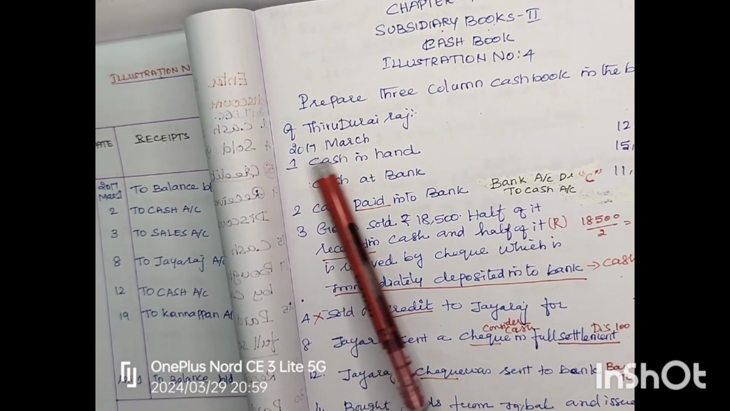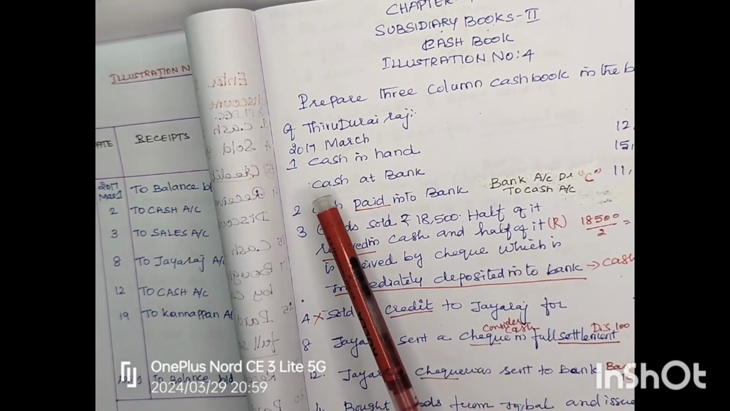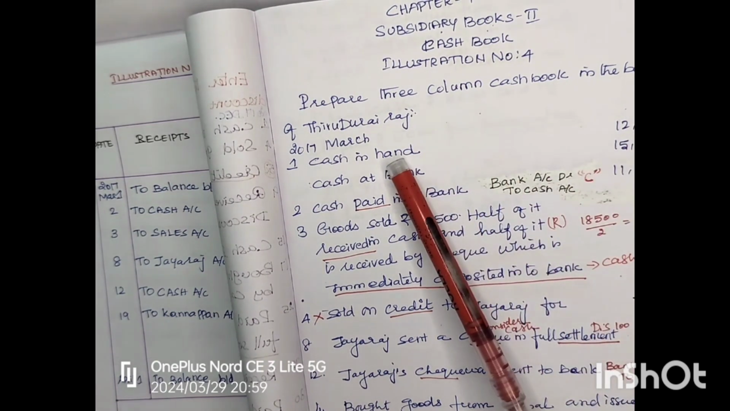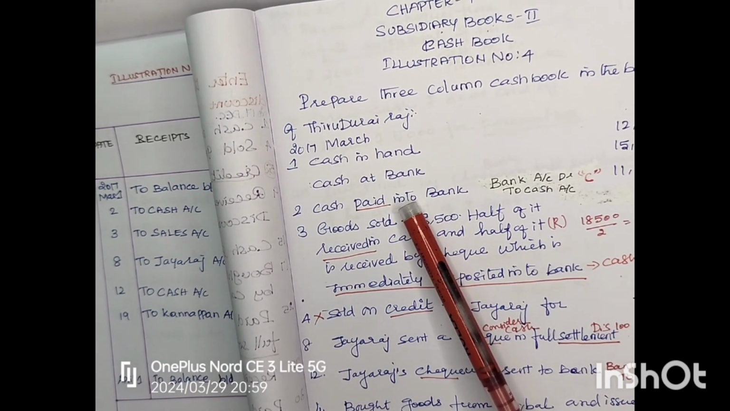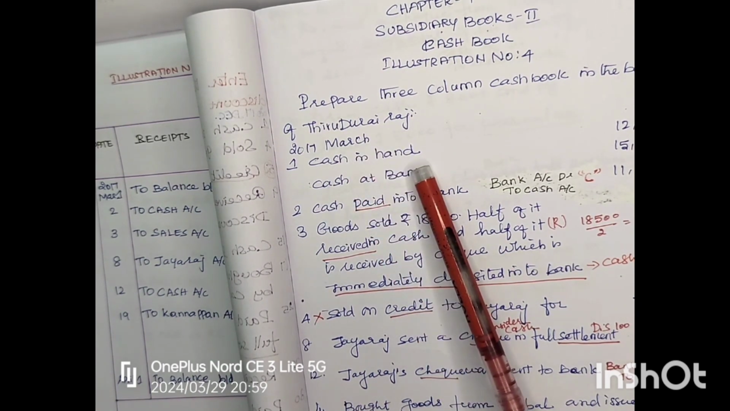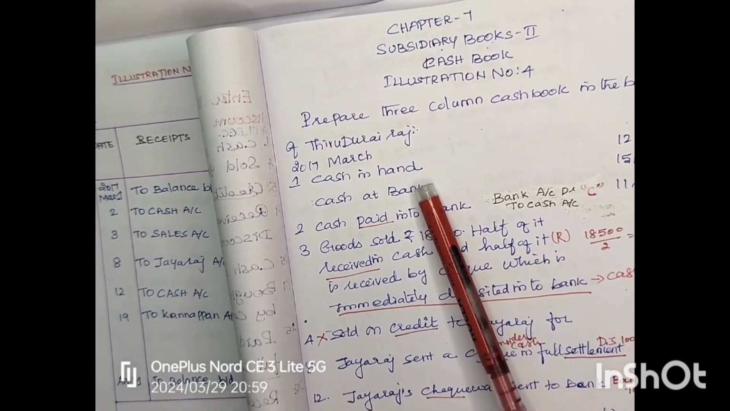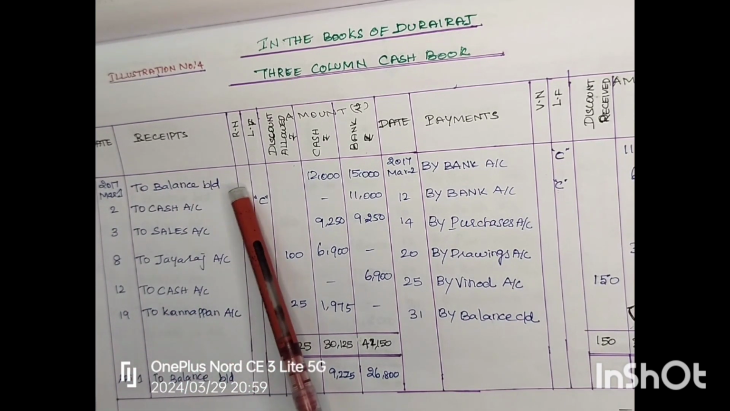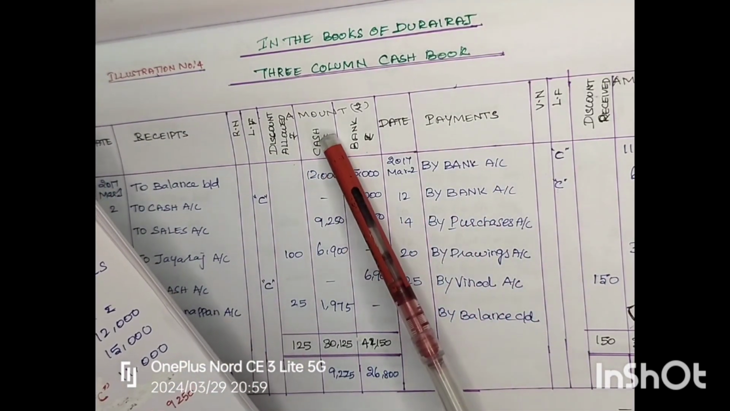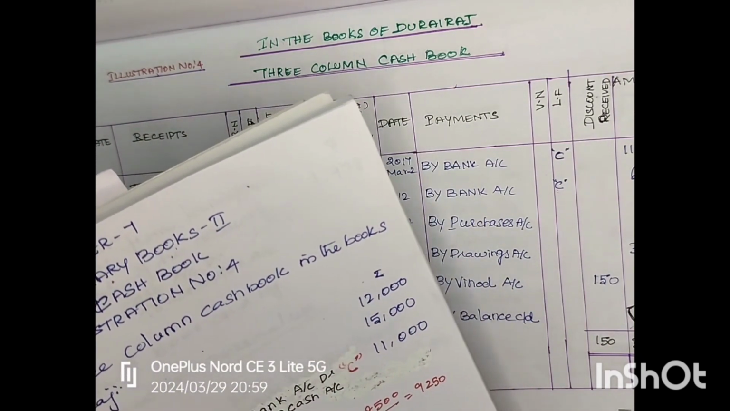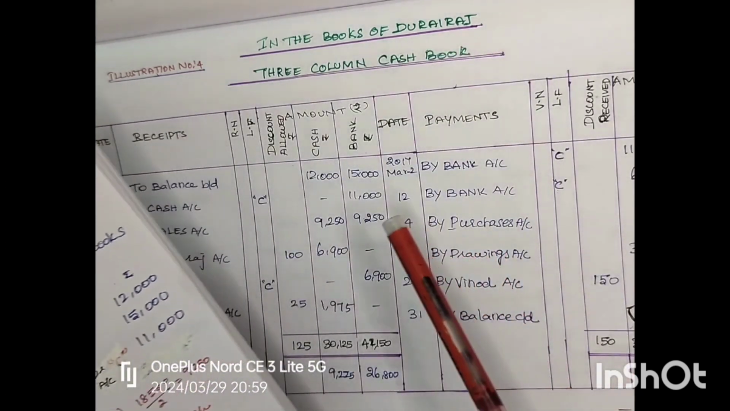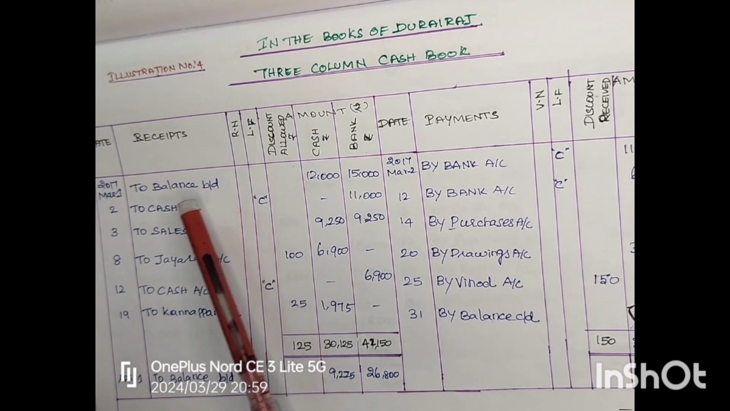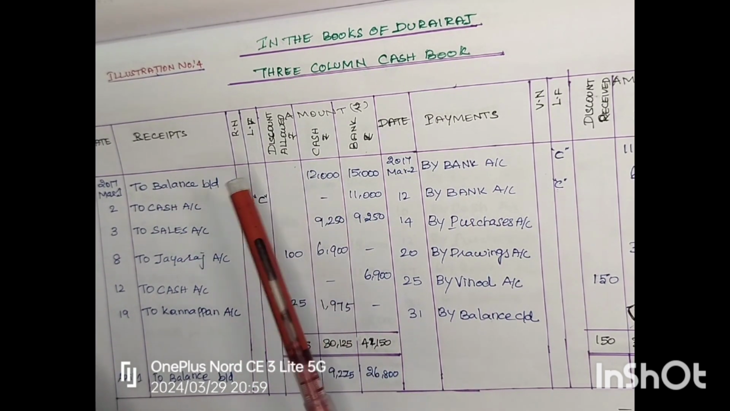The first transaction is 2017 March 1, cash in hand 12,000 rupees and cash at bank 15,000 rupees. Listen carefully. In case of a 3-column cash book, the opening balances of cash and bank appear as the first items on the debit side. So this is the opening balance of the cash book, and it always appears on the debit side. So we go to the debit side, dated 2017 March 1, To balance brought down. The cash amount of 12,000 rupees is entered in the cash column, and the opening balance of bank, 15,000 rupees, is entered in the bank column on the debit side. So to balance brought down means the opening balance of the cash in hand and cash at bank.